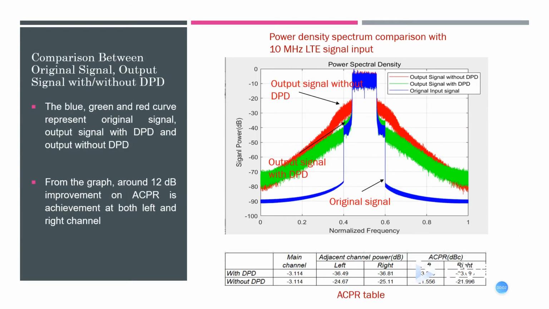The comparison between the original signal and the output signal with and without DPD is shown in this slide. The blue curve represents the original signal, the green curve represents the output signal with DPD, and the red curve represents the output signal without DPD. The ACPR value of the red curve is about minus 24.67, and the ACPR of the green curve is about minus 36.49. So the difference between them is about 12 dB, and that is the improvement of the ACPR.